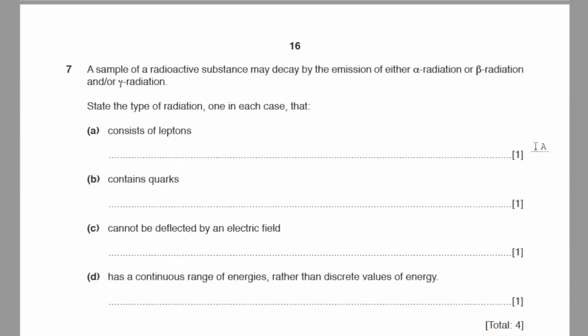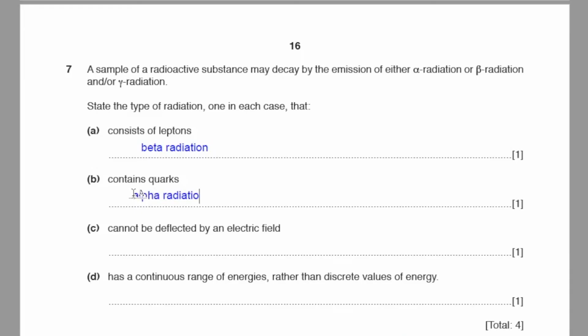Question number 7. A sample of a radioactive substance may decay by the emission of either alpha radiation or beta radiation and or gamma radiation. State the type of radiation in each case. Part A consists of leptons. So this is beta radiation. Part B contains quarks. So this is alpha radiation.